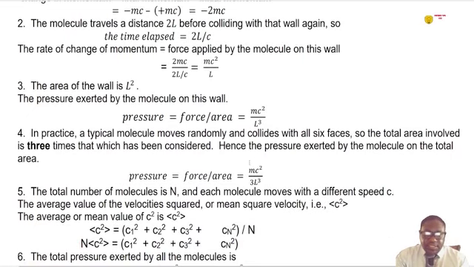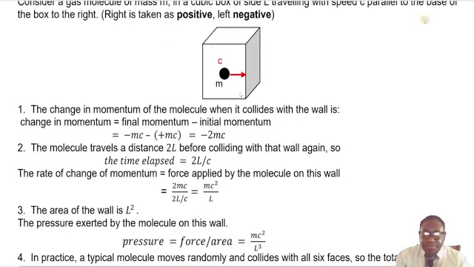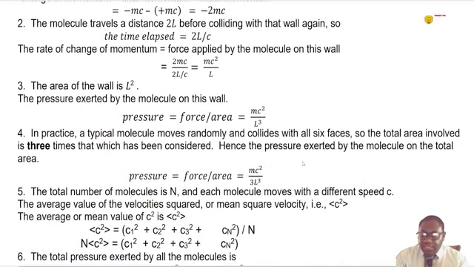Now in practice, a typical molecule moves randomly and collides with all 6 faces. So we have just considered one face here. We need to consider the other faces, so we can multiply by 3. That is for all 3 directions. So the total area involved is going to be 3 times that which you've considered. Pressure will be equal to mc squared over 3L cubed.